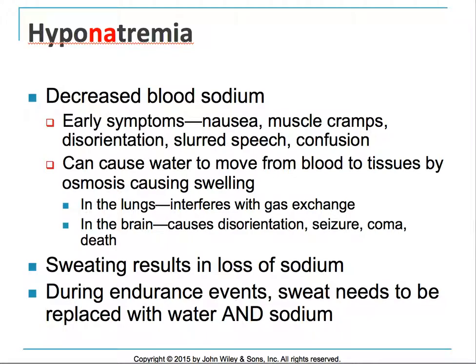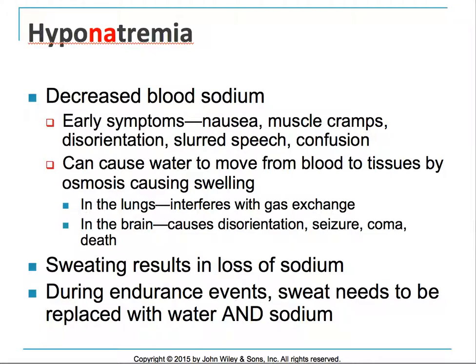Hyponatremia. This is something we talked about when we talked about minerals, particularly sodium. In hyponatremia, you'll notice the Na is highlighted in red. That's because Na is the chemical symbol for sodium. So that's how you might remember. Hypo means low, so very literally this word means low blood sodium.